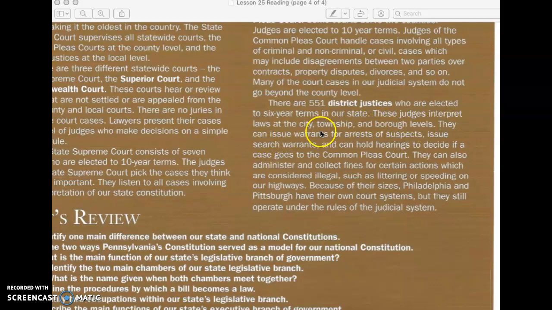They can issue warrants for arrests of suspects, issue search warrants, and can hold hearings to decide if a case goes to the Common Pleas Court. They can also administer and collect fines for certain actions which are considered illegal, such as littering or speeding on highways. Because of their sizes, Philadelphia and Pittsburgh have their own court systems, but they still operate under the rules of the judicial system.